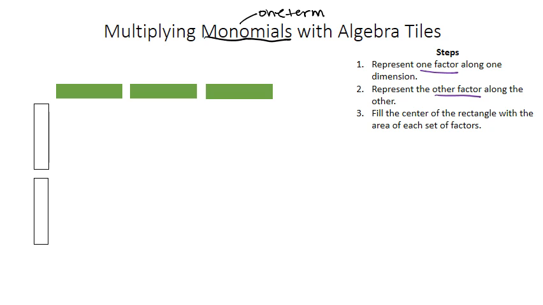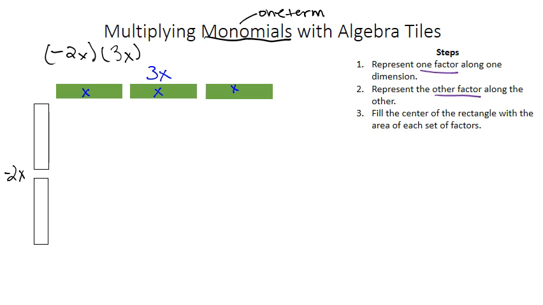So let's start with this side up here. We have three green boxes. Based off of what you know about algebra tiles, what monomial do these three green boxes represent? Well, I know each one represents x, and there are three of them, so that means 3x. Now on the other side, I have two boxes, but they're white. And remember that the white means negative. This means negative 2x. So that means that this question is asking, what's negative 2x times 3x?